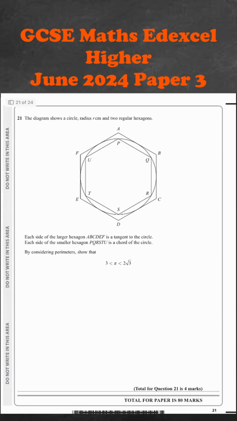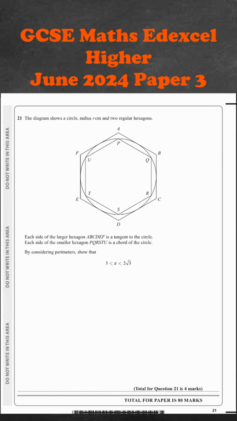Question 21, the final question on the paper. The diagram shows a circle radius r centimeters and 2 regular hexagons. Each side of the larger hexagon, ABCDEF, is a tangent to the circle. Each side of the smaller hexagon, PQRSTU, is a chord of the circle. By constructing perimeters, show that 3 is less than pi is less than 2 root 3.